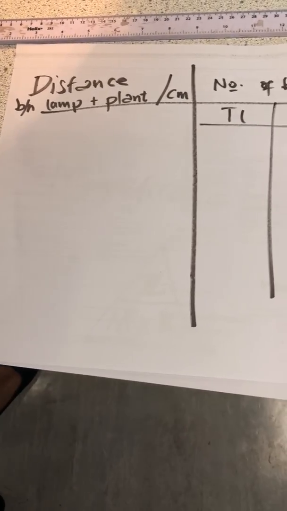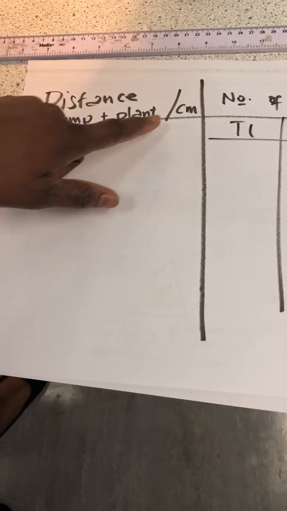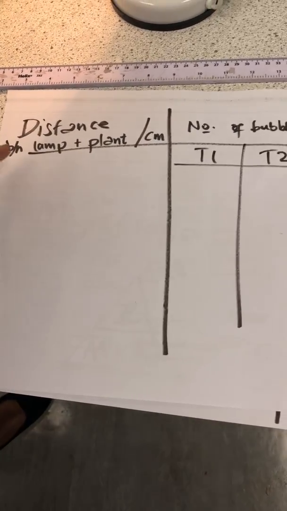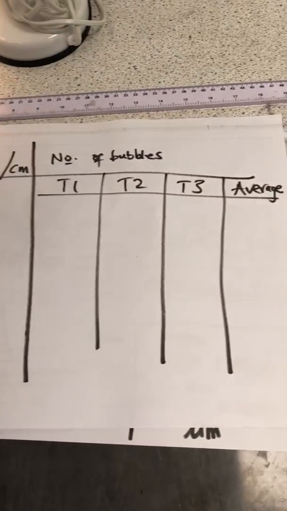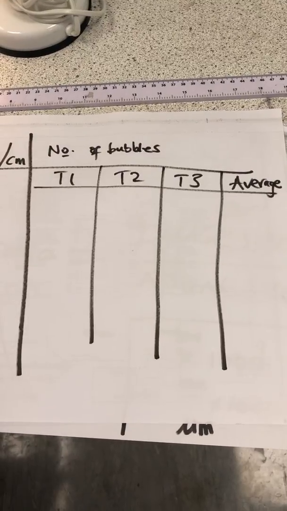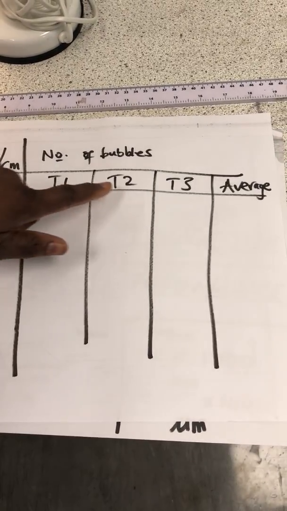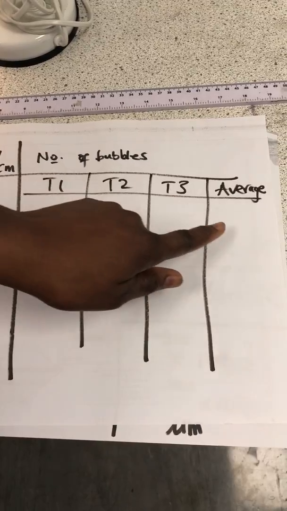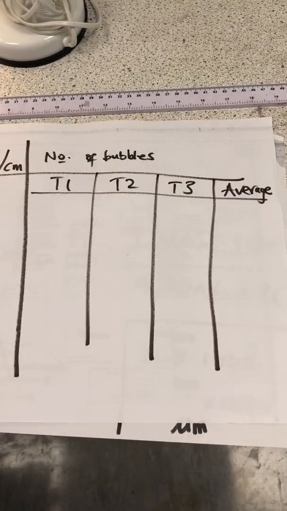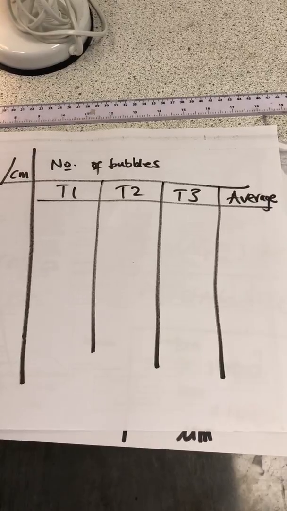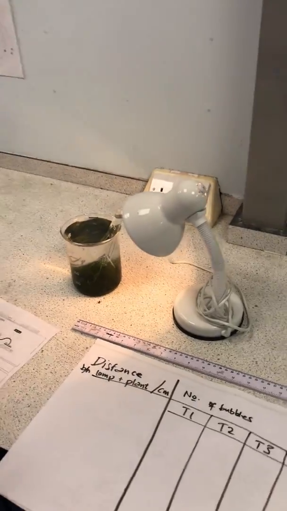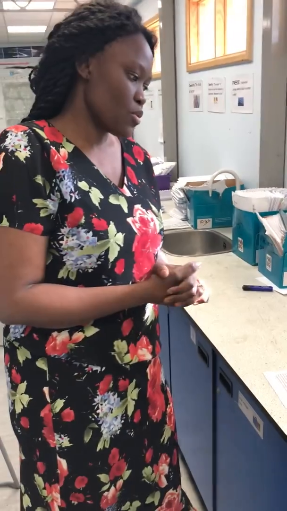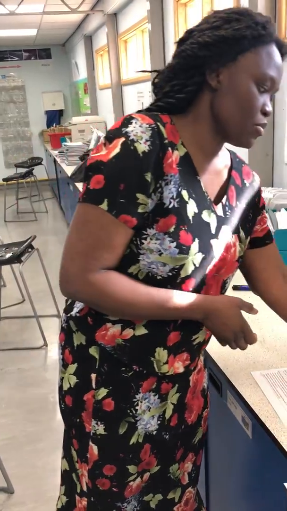So here we have the distance between the lamp and the plant in centimeters, which is our independent variable, which we change, and the number of bubbles that will be evolved. We're going to trial it first time, second time, third time, and for each of them we calculate the average. This is our dependent variable we're measuring. We're going to keep, obviously, the room temperature within the setting the same. We're also going to try and make sure that the plant will remain the same. We're not going to keep changing the plant.